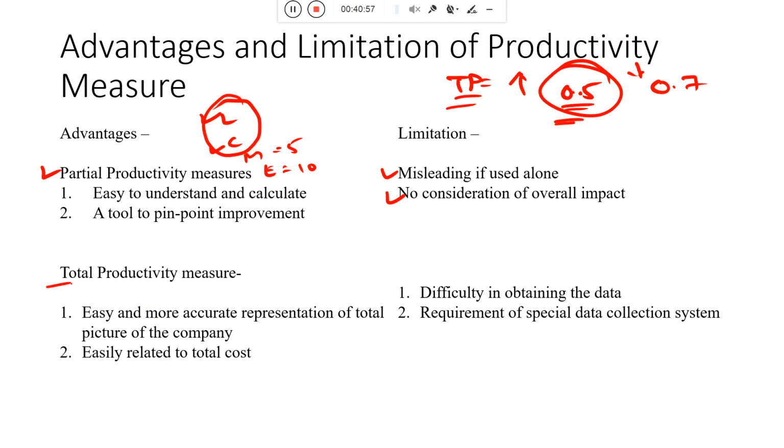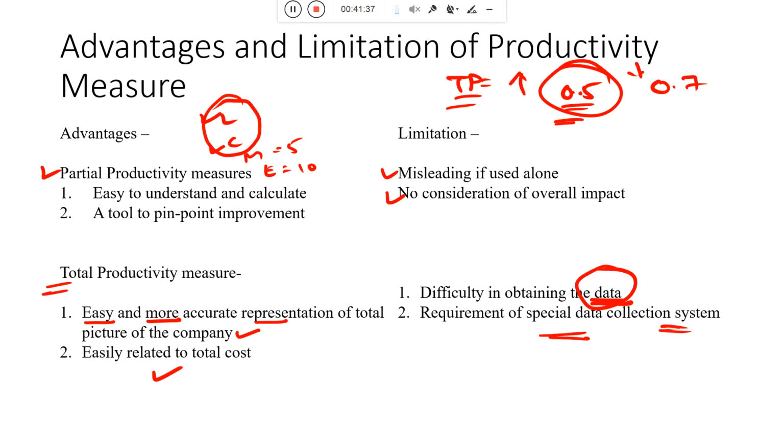When I talk about total productivity, it is a more accurate representation of the total picture of the company. It gives the total picture of your organization, and is easily related to total cost. But what is the difficulty here? The data. For all the indices, the data will not be available in your plant. The next requirement is a special data collection system. It is a little bit time consuming compared to partial productivity, but both have some advantages and some disadvantages.